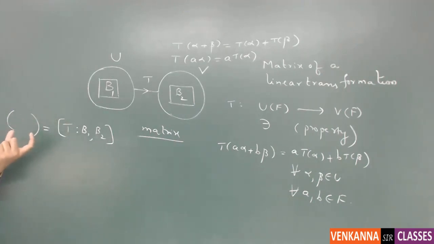What is the concept of matrix of a linear transformation? Any doubts? Later I will give the procedure how to find the matrix. Are you clear with this or not?